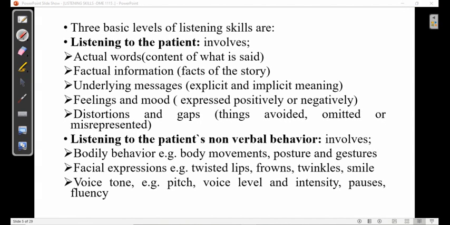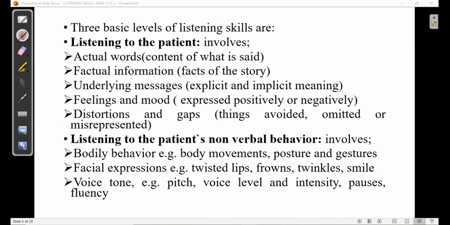There are three basic levels of listening skills, and the first one is listening to the patient. And this involves actual words. So you listen to the actual words that the patient is speaking. That is the content of what is being said. You listen to their story. And then there is also factual information. Now you listen to the facts of the story that they are telling you about. So you first listen to the actual words, you are just getting the words, and now you get the information. What information is found in those words that they are trying to talk about?